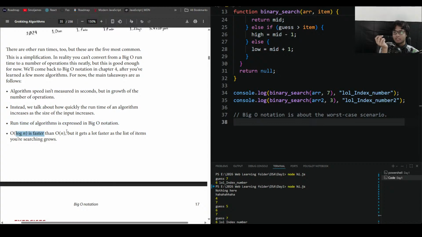O(log n) is faster than O(n), but it gets a lot faster as the list of items you are searching through grows.